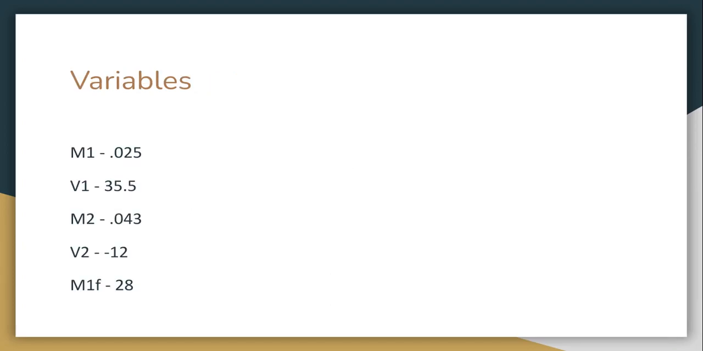So let's start by laying out some of our variables. The mass of the first marble is 0.025, with the velocity being 35.5. And the mass of our second marble is 0.043, and the velocity of our second marble is 12. Now, since it's moving in the opposite direction as the first marble, its velocity is negative, so our velocity is negative 12. And, of course, the final velocity post-crash of our first marble is 28.